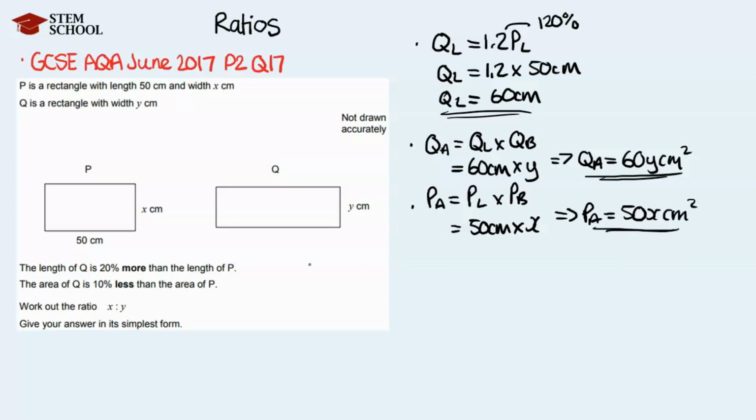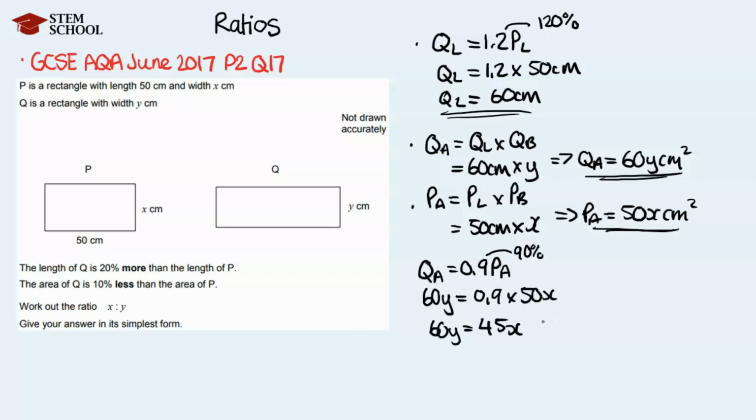Now we can do a similar relation to what we've done before with the lengths, okay? So what we can say is that the area of Q is equal to 0.9 of the area of P, and this 0.9 is simply 90% written in decimal form because we're told that the area of Q is 10% less than the area of P, so less than 100%. So we sub in what we know. We know that QA is 60y, and that is equal to 0.9 times the area of P, which we've figured out as 50x. So this will come down to 60y is equal to 45x.